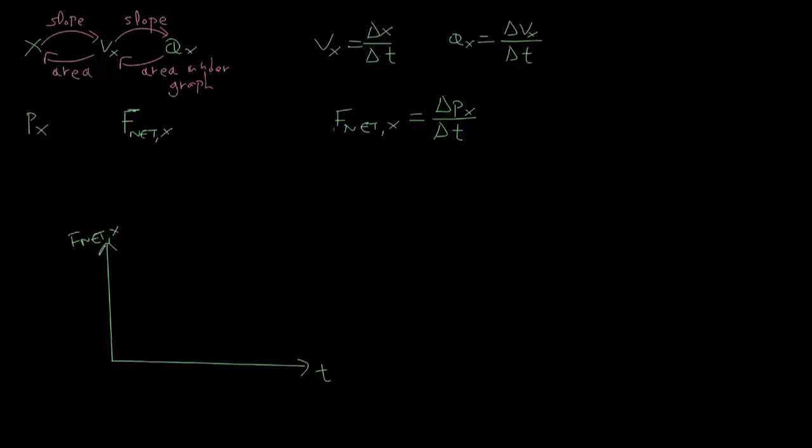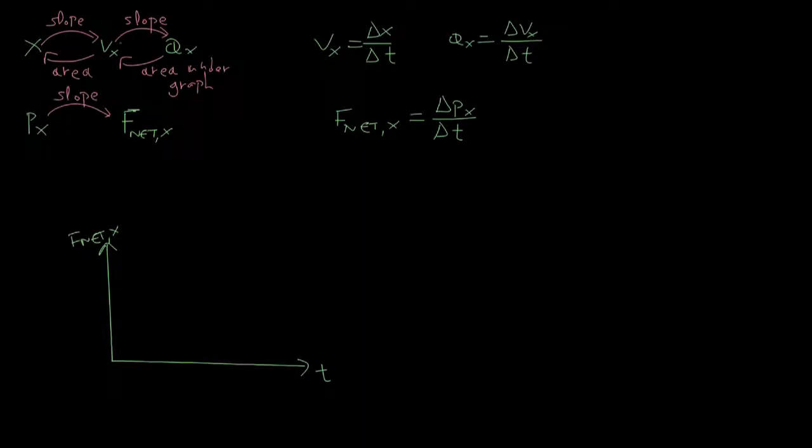Now, by Newton's second law, the net force is equal to the rate of change of momentum with respect to time. So if you have momentum and you want to find the net force, you're looking at how fast momentum is changing. So on a graph, we are looking at the slope of momentum.